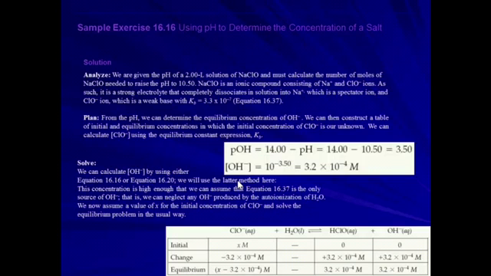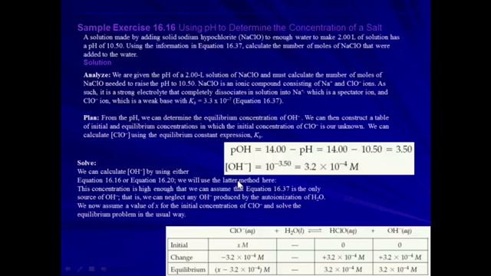Now let's look at sample exercise 16.16, using pH to determine the concentration of a salt. So what you need to realize is that certain salts, certain ionic compounds, have bases or conjugate bases that we really need to pay close attention to. So what you have here is sodium hypochlorite. The salt has a sodium ion in it, and then you have hypochlorite on the backside.